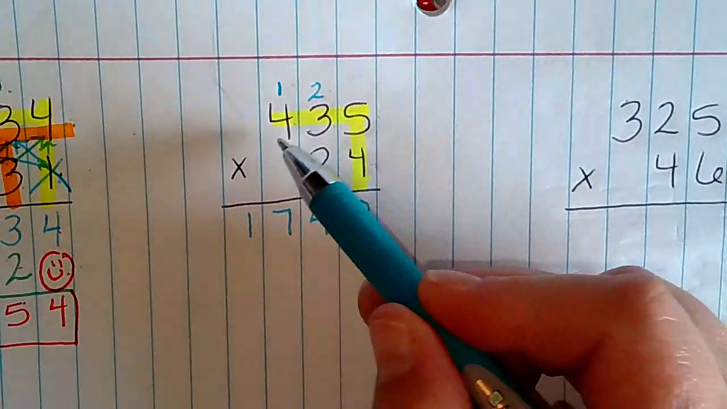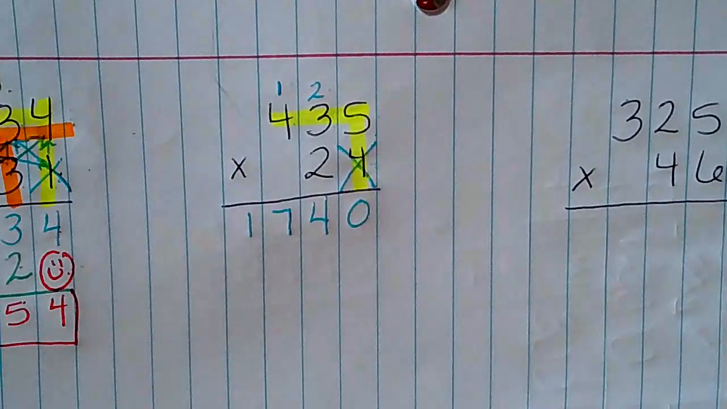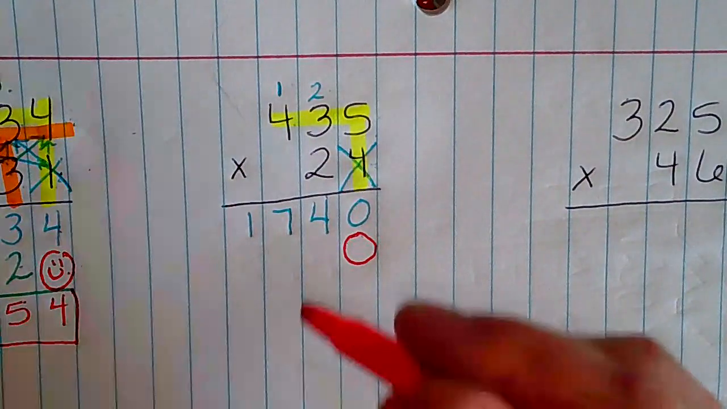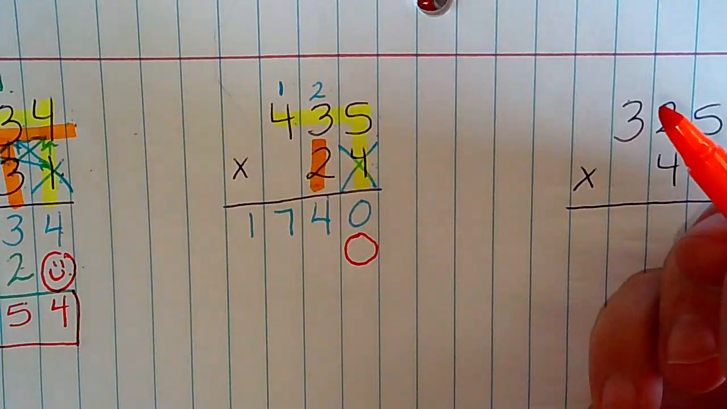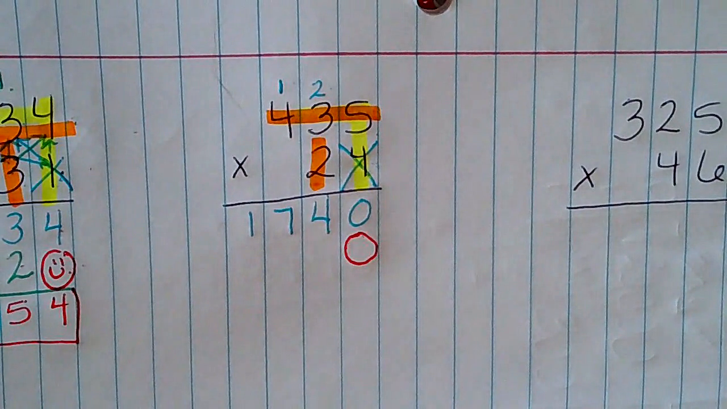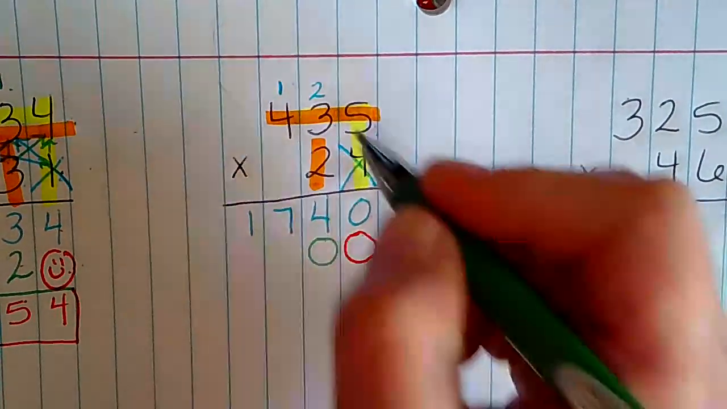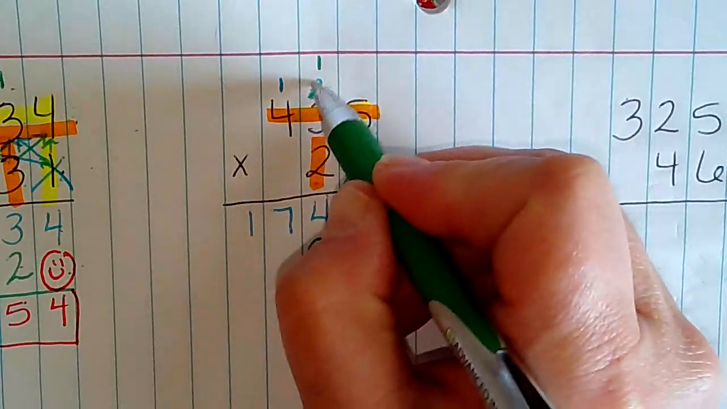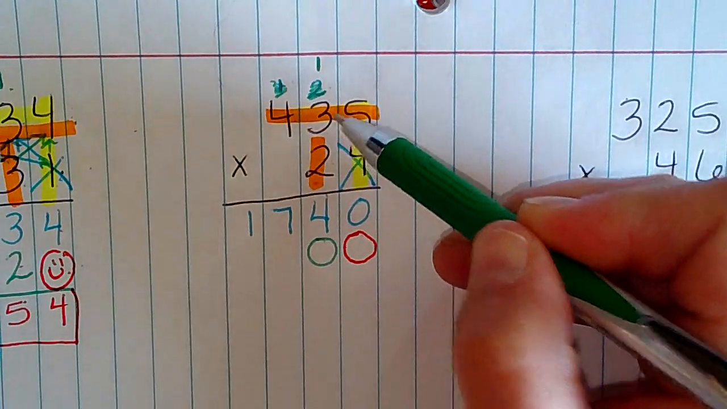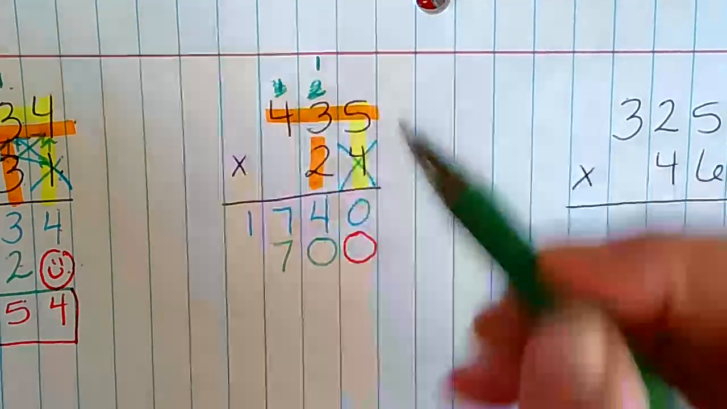4 times 4 is 16, plus 1 is 17. Now we've multiplied 435 by 4. We are finished with our ones place. Put our 0 here to hold it. And we are moving to our tens place. So now we're doing 2 times 435. All right. So 2 times 5 is 10. Carry our 1. We can mark out this 2 because we've already used that and this one. 2 times 3 is 6, plus 1 is 7. 2 times 4 is 8.